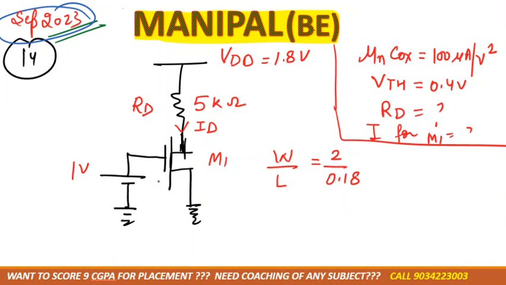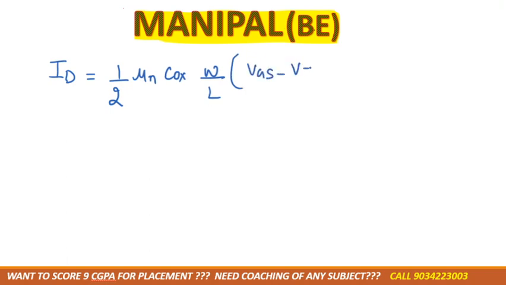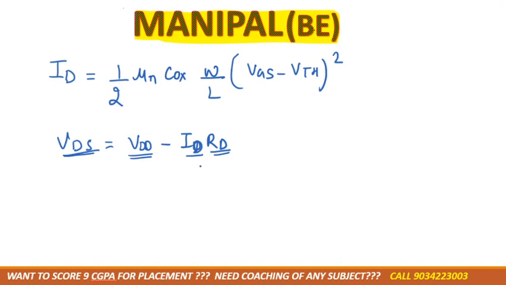Numericals are a bit difficult for the MOSFET. I'll tell you first all the formulas for the MOSFET. ID is equal to 1/2 mu n Cox W/L (VGS minus VTH) whole square. This is one of the formulas. VDS is equal to VDD minus ID RD. VDS is the drain to source voltage, VDD is the drain supply voltage, ID is the drain current, RD is the drain resistance.